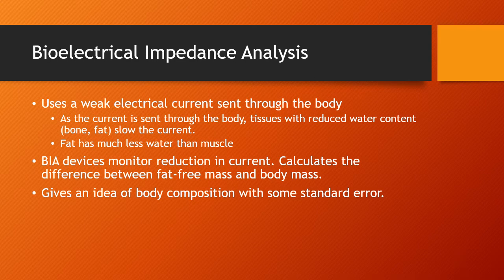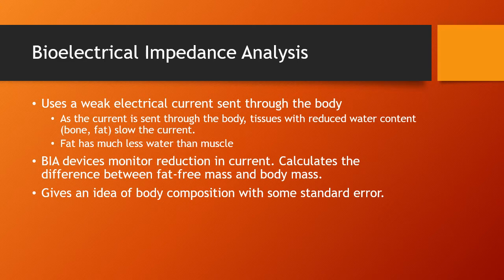In discussing the various techniques and devices that are available to help us capture our body composition a little bit better, we're going to be talking about one of the first ones here, and that's bioelectrical impedance analysis, or BIA for short. BIA uses a weak electrical current that gets sent throughout our body. So what happens is, as the current is sent throughout our body, tissues with reduced water content, such as bone and fat, actually end up slowing the current down. This means that fat has a high resistance to electrical flow from the BIA device. This reduces the frequency signal that gets sent for high impedance readings back to the device.